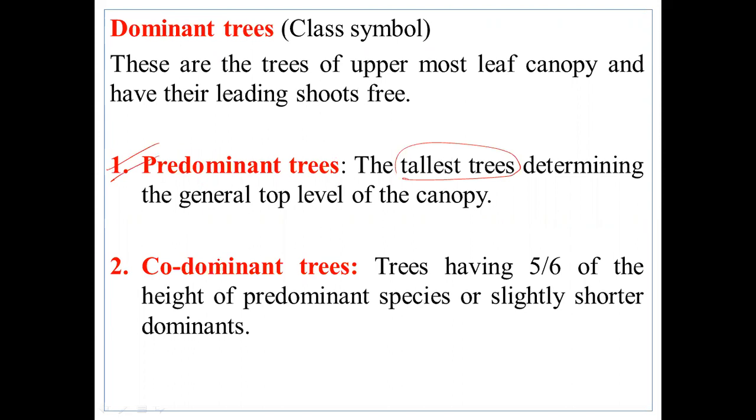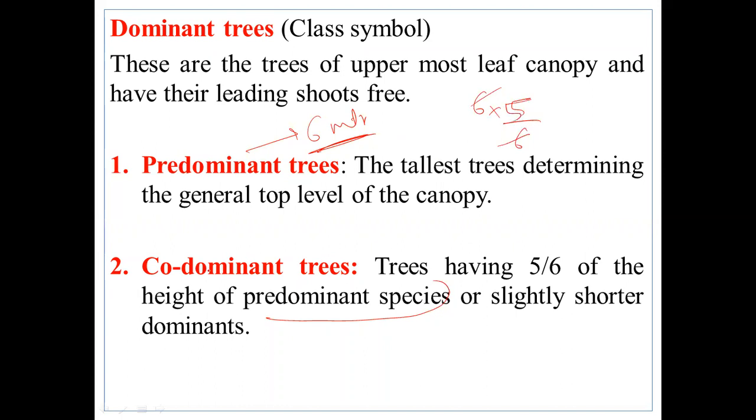When you define the codominant species, we take the predominant as the base. Assume the predominant tree has a height of 6 meters, and this will be the base for the codominant. The codominant trees will have 5/6 of the height of the predominant species. For example, if the predominant is 6 meters, 5/6 of 6 is 5, as the 6 cancels, so this is a 5 meter height.